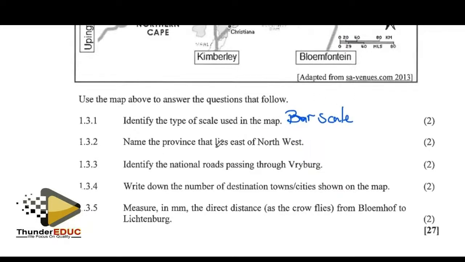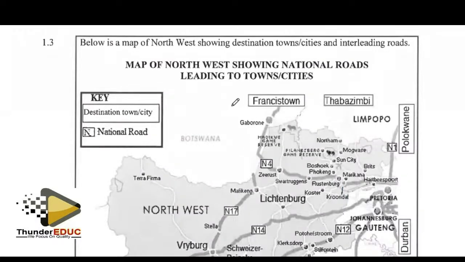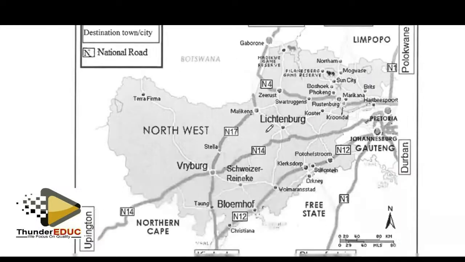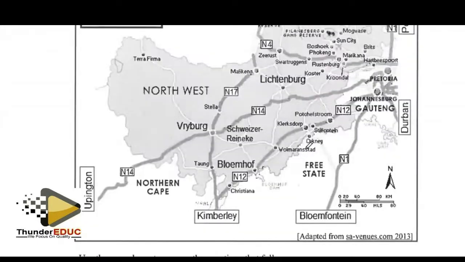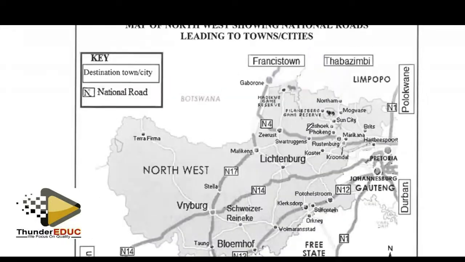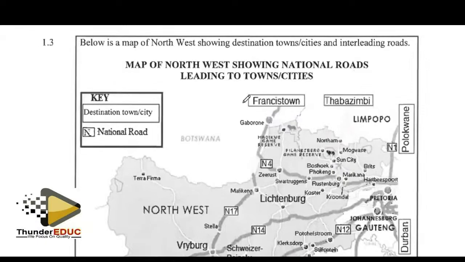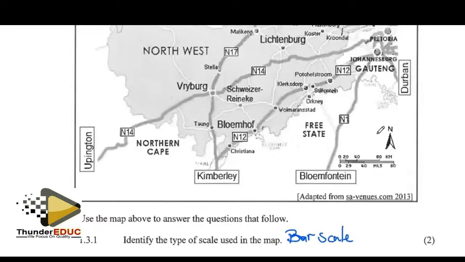Someone who says a line scale is fine, but the right answer is supposed to be a bar scale. Name the province that lies east of Northwest. Remember, what is the map for? It's for the Northwest. So definitely, Northwest cannot be east of Northwest. They are saying, name the province that lies east of Northwest. First and foremost, look for a compass. If it has no compass, we take it that the compass is here.